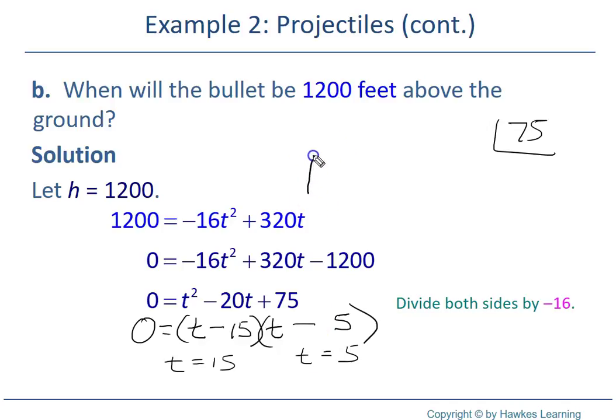And what does that mean again? Well, at 5 seconds, it's going to be 1,200 feet, and at 15 seconds on the way down, it's going to be, this is time here, equals t here. It'll be 1,200 feet here.